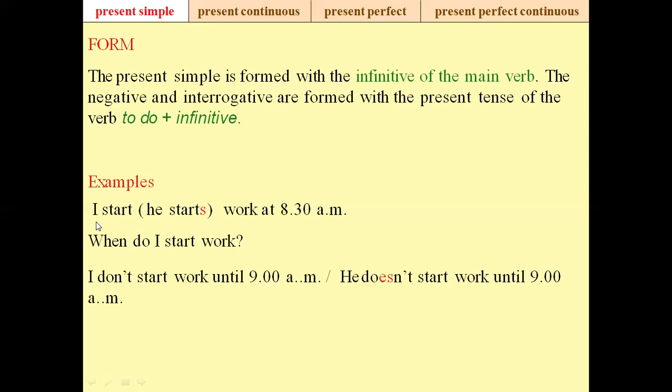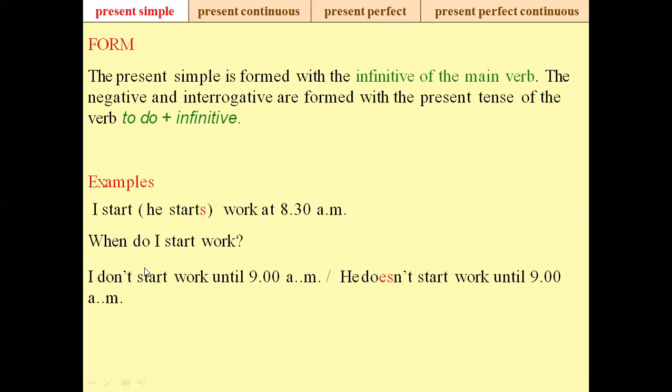For I, you can write "I start," but if the sentence starts with he, then you write "he starts." If she, then "she starts," and "it starts." Okay, so this is the difference. For I, we, you and they, you write the verb as it is. But for he, she, it, the third person singular, you add s or es to the main verb. So this is the difference.